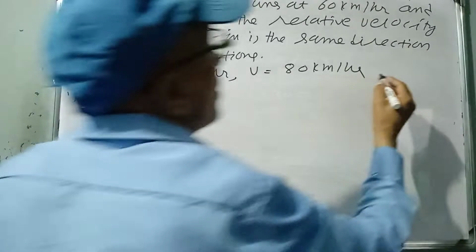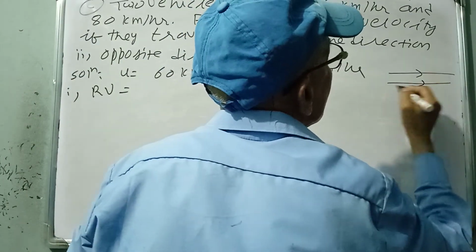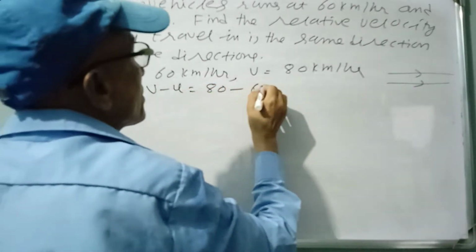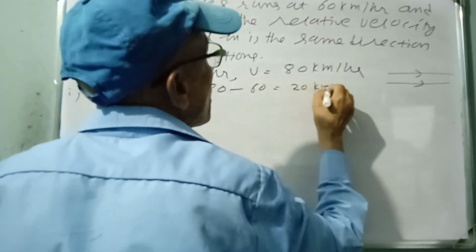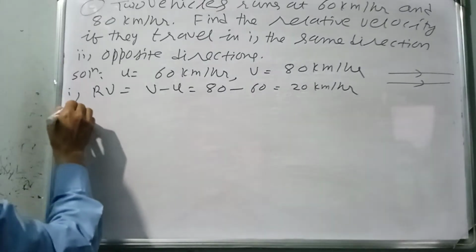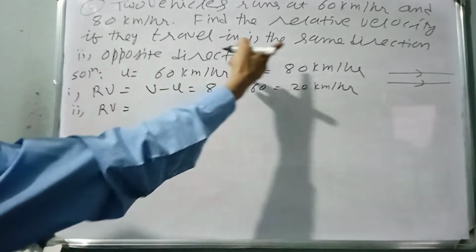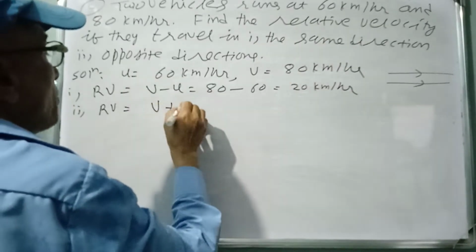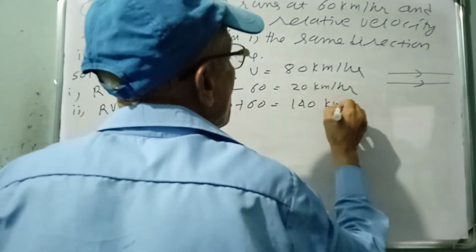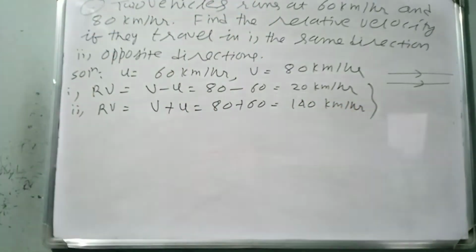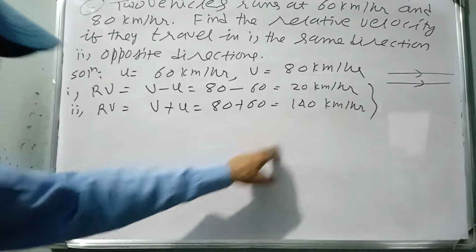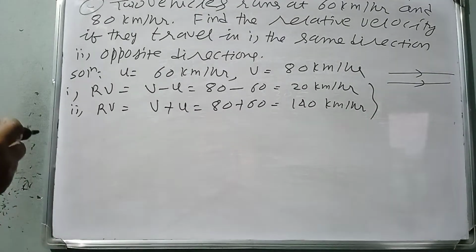Same direction में हिँड्दा velocity कम हुन्छ. v minus u, 80 minus 60, 20 km per hour. In the same direction, v minus u. Relative velocity, it is given in the opposite direction. v plus u, 80 plus 60, 140 km per hour. Answer. Same direction में कम v minus u. Opposite direction में बढी v plus u. Now another question is also there.